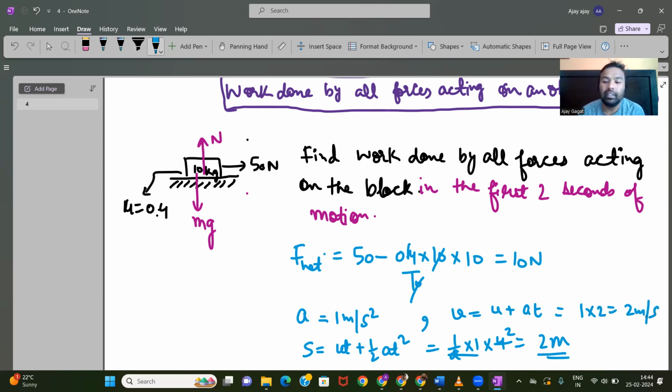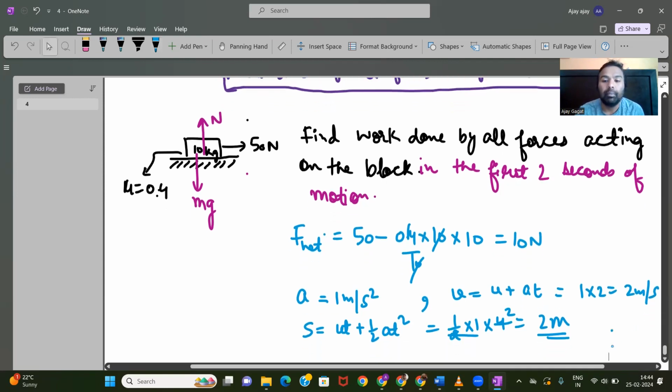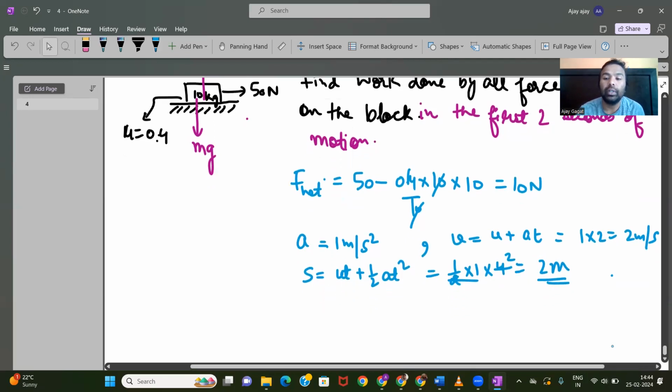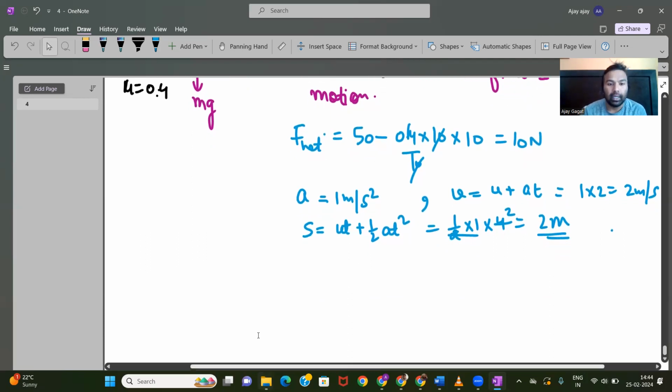So now we can simply calculate the work done by our usual method first. And then, since work done is a scalar quantity, to calculate the total work done by all forces, we will simply add them.